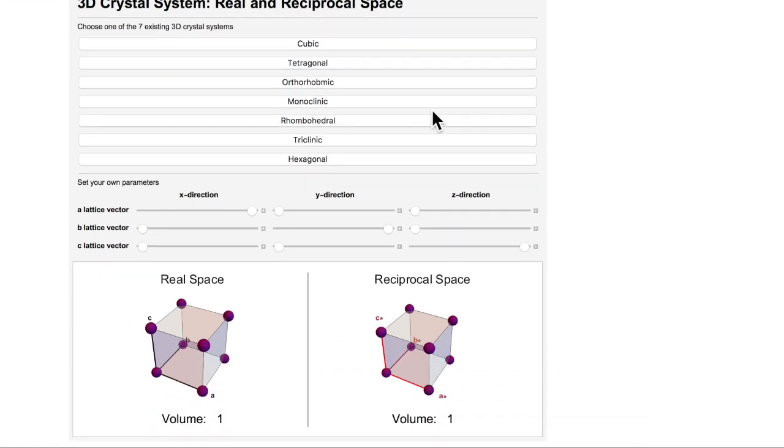As I said before, there are 7 types of simple crystal systems. This image is the real space unit cell, and this image is the reciprocal space unit cell. Similar to 2 dimensions, the real lattice vectors are A, B, and C, and the reciprocal lattice vectors are A star, B star, and C star. The points at the vertices represent atoms in the simple unit cell.